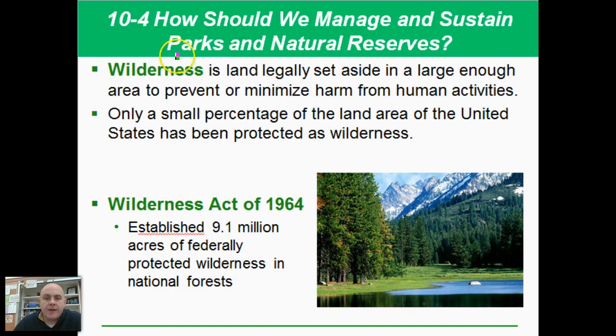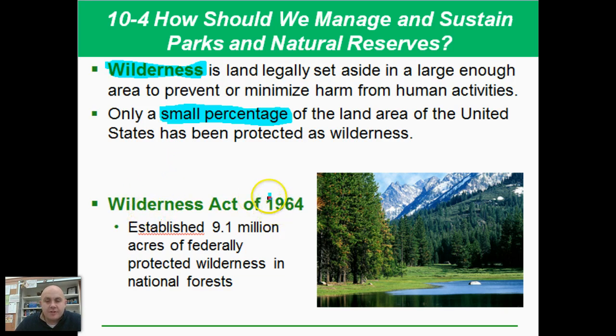Another term for you, we have one of these right out our back door, right? The wilderness area. What is a wilderness area? Well, it's land legally set aside in a large enough area to prevent or minimize human activities. So it has to be a huge swath of land, and it's really limited in access. And Cloud Peak's an example of that. So a very small portion of land in the United States is wilderness area and protected as wilderness area.